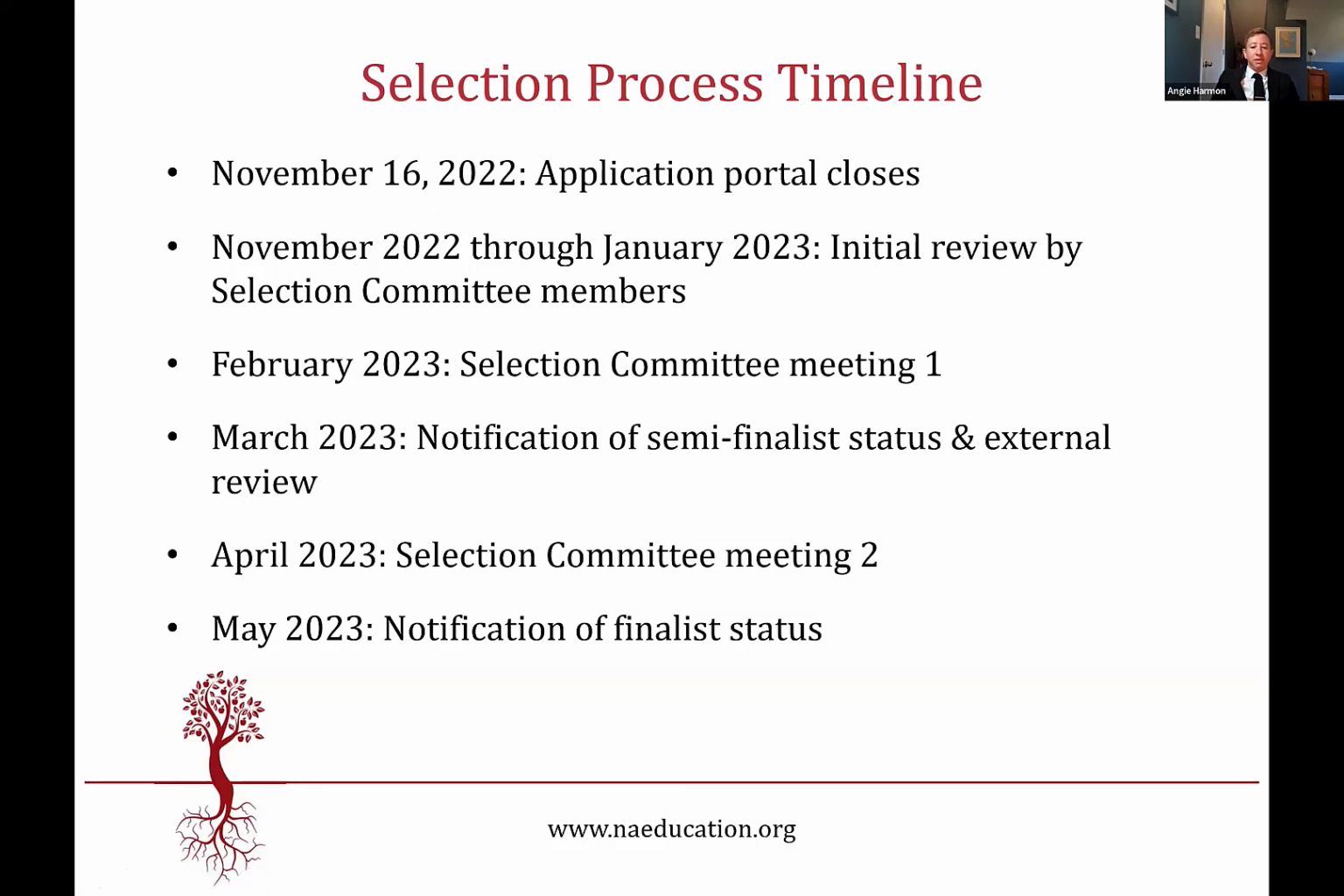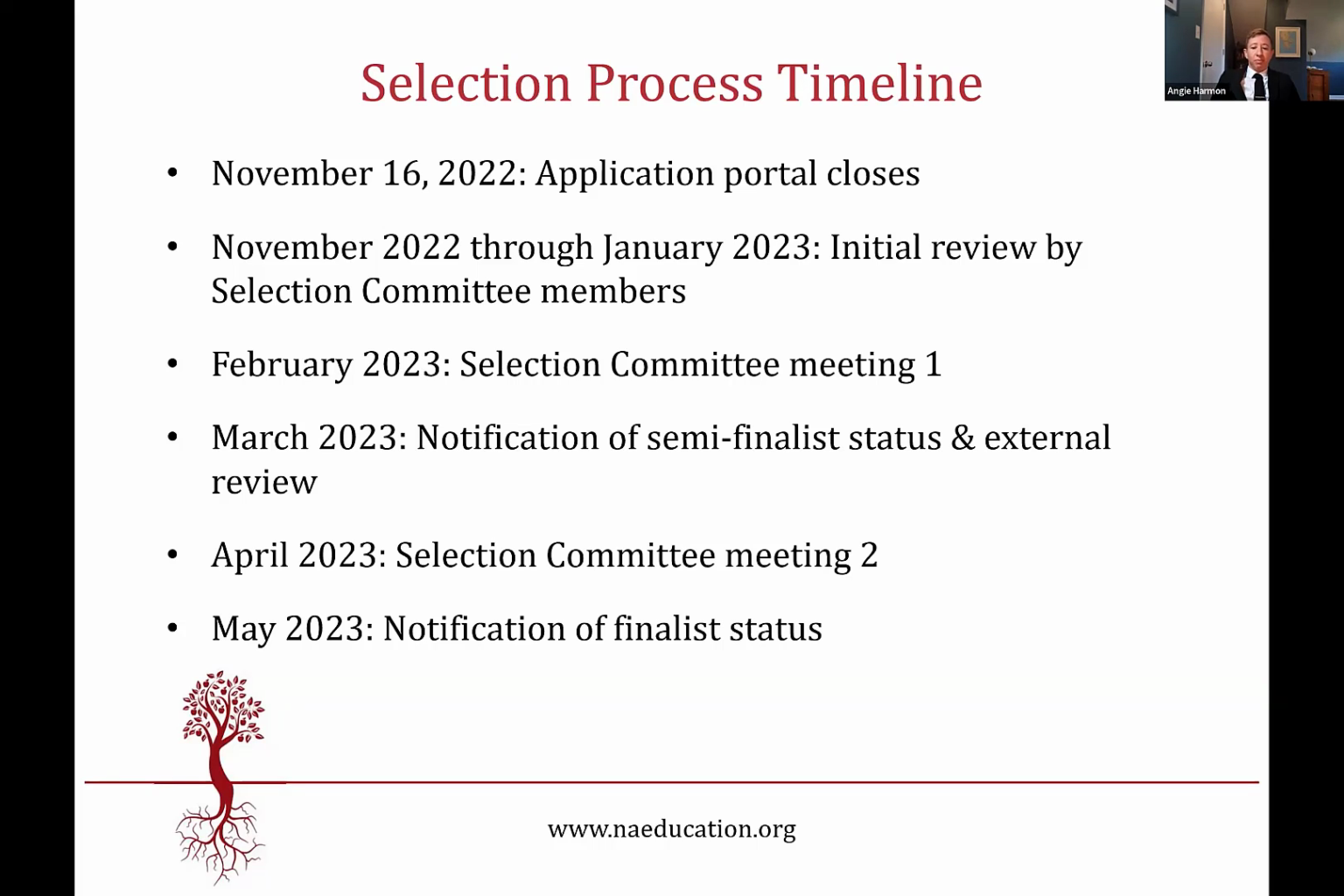I'm going to go over the selection process timeline, just a broad overview of the process. This is going to include important notifications that you may receive. Once the application portal is closed on November 16, 2022, the NAEd staff will review applications for completeness and general appropriateness. Your application will then be assigned to 2 members of our selection committee. While we do our best to match applications with appropriate selection committee members, you should plan to write, as I said, for a well-informed general audience.